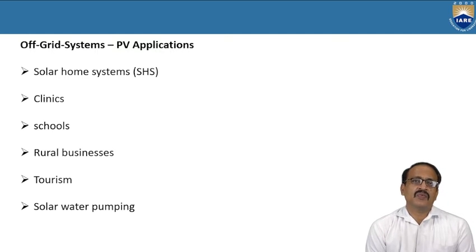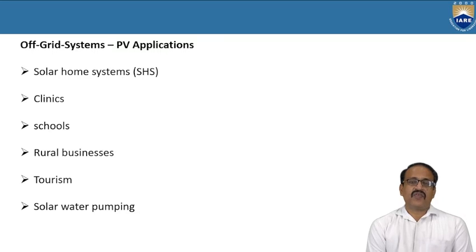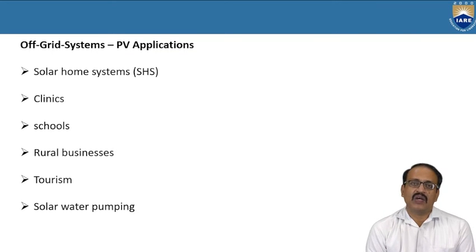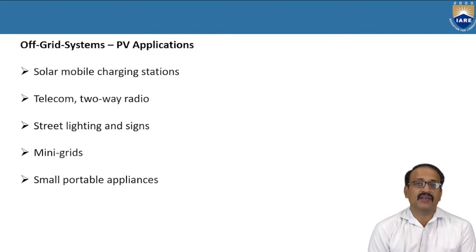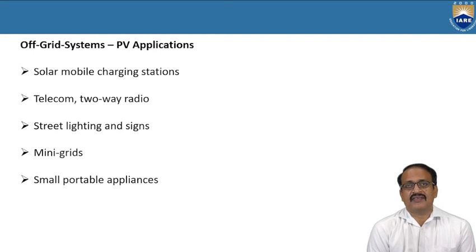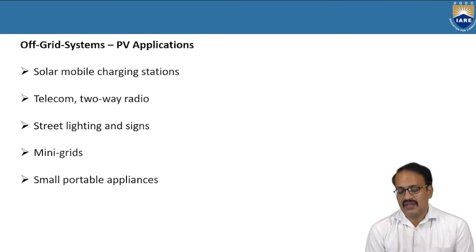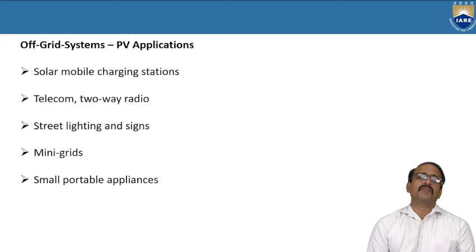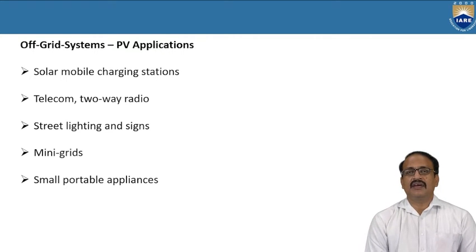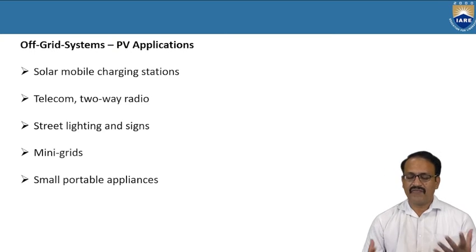So we may be using it here for homes, for clinics, for schools, for rural business, for tourism, for solar water pumping, and mobile chargers, and telecom, and radios, and street lights, and mini grids, and small portable appliances. So we can go for much smaller applications than a village, which is more comfortable.